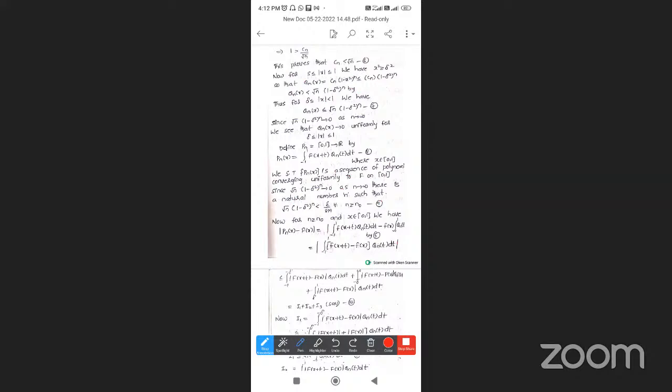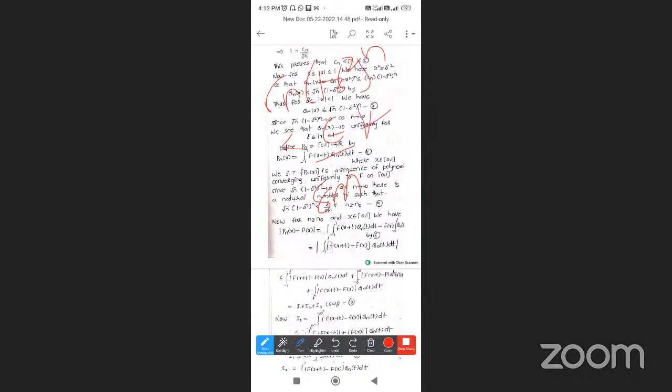Since root of n into (1 minus delta square) whole power of n tends to 0 as n tends to infinity, there is a natural number n such that root of n into (1 minus delta square) whole power of n is less than epsilon by 8m.